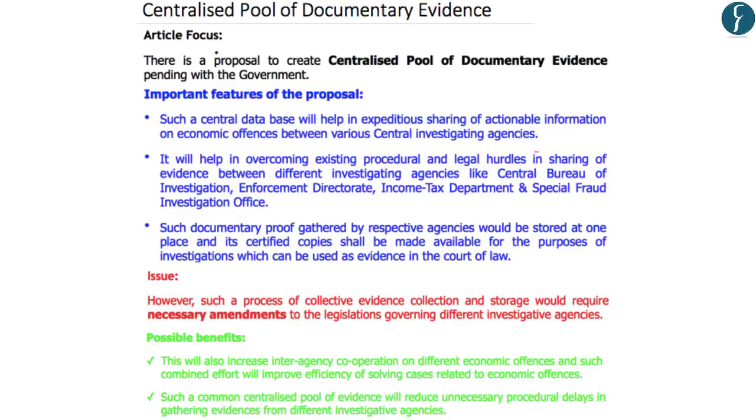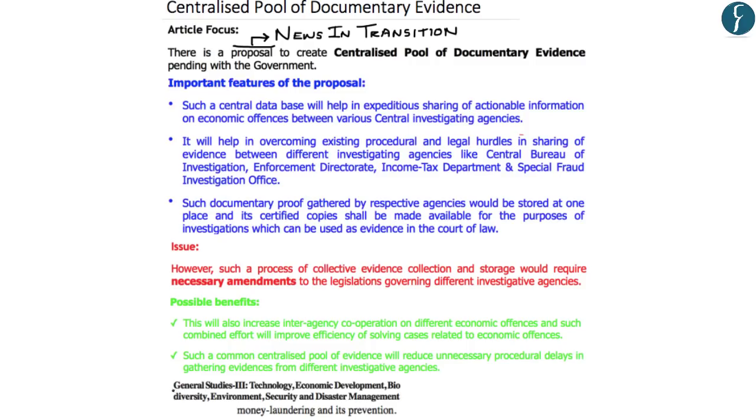Now you have to understand that this centralized pool of documentary evidence is currently a proposal, and therefore this news is currently in transition. But if you look at the syllabus of the Civil Services examination, the centralized pool of documentary evidence would be placed in GS Paper 3 within the section Security, and more specifically in the subsection Money Laundering and its Prevention, wherein if a question is asked to provide suggestions on preventing money laundering, you can refer to the central pool of documentary evidence, wherein it could lead to quicker investigation and thereby prevent money laundering.